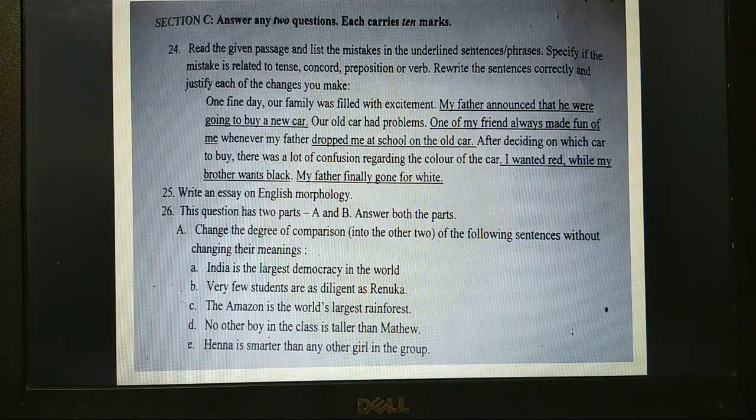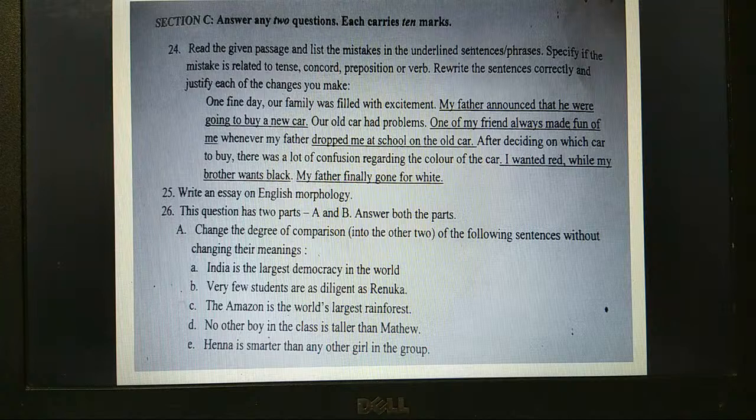Is the mistake of tense? Is the mistake that of concord? Or is the sentence wrong because of preposition? Or is it wrong because of verb? That you have to say. And you also have to explain the kind of changes you make, and you have to give the correct version.